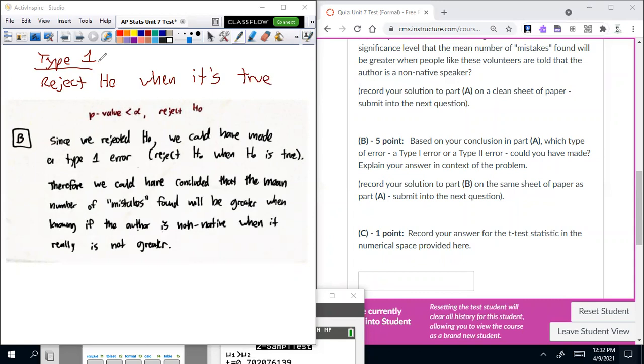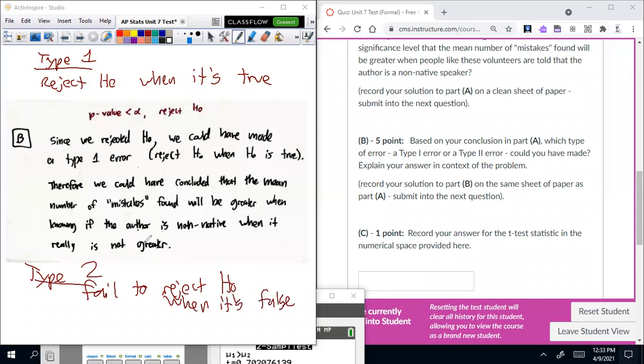Reject the null. I reject the null hypothesis, even though the null hypothesis is true. Well, I didn't reject the null hypothesis in this case, so I wouldn't be able to make a type 1 error. A type 2 error is you fail to reject when it's false. So let's go, I have it set up here for type 2 error.